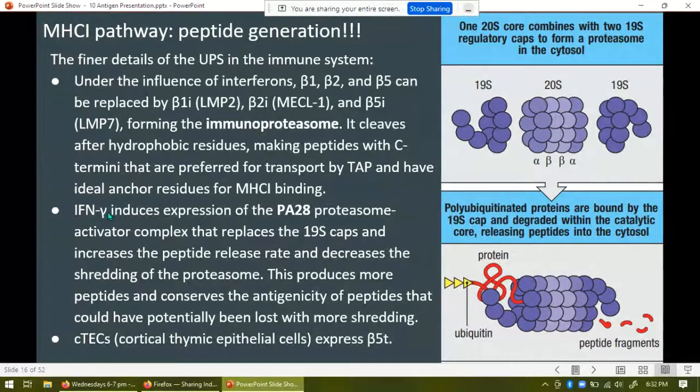Okay. In addition, interferon gamma, if you stimulate a cell with that, it will induce the expression of the PA28 proteasome activator complex, and that replaces the 19S caps.